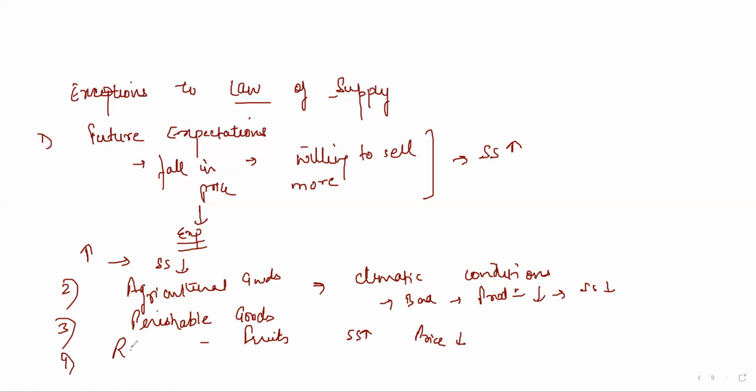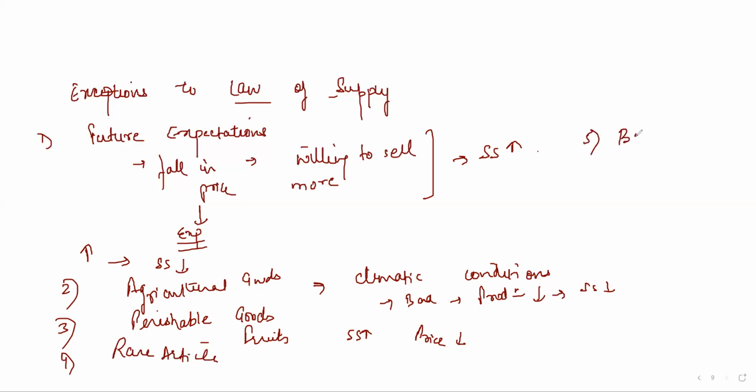Then rare articles. If the article is rare, a precious article, then obviously the more the price, it's going to be outside the law of supply. Because the painting of Mona Lisa, I cannot increase that supply. If I say, okay, you give me more price, I will give you two Mona Lisa paintings? No, supply is one only. So this law will not apply in case of rare articles.